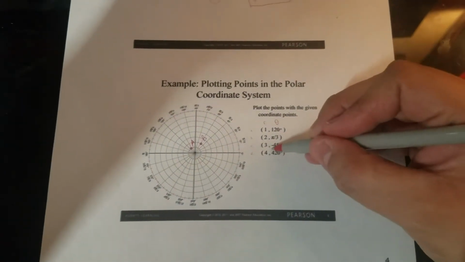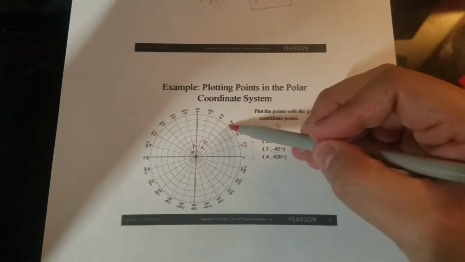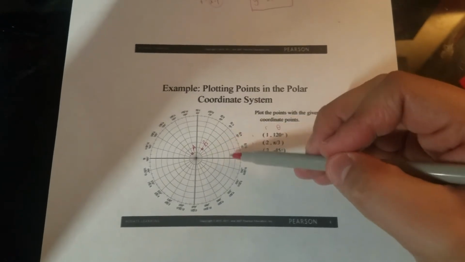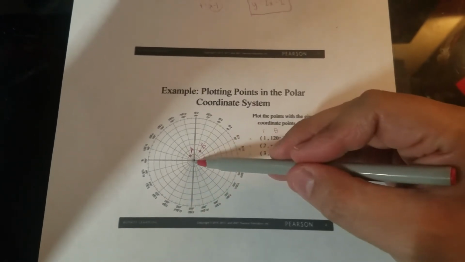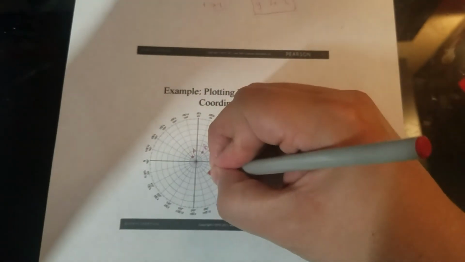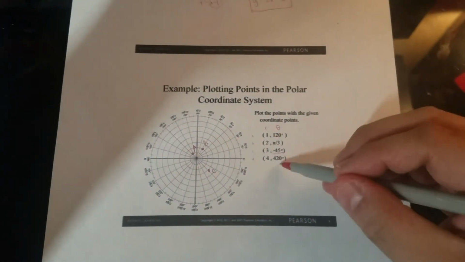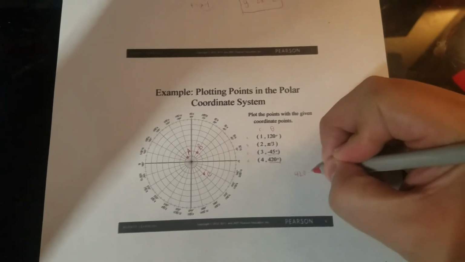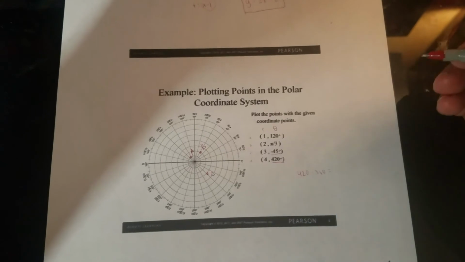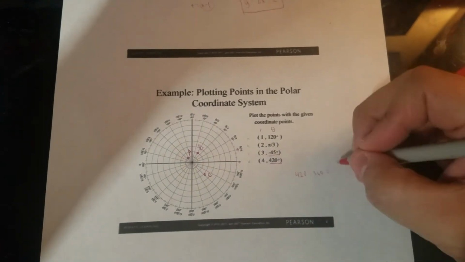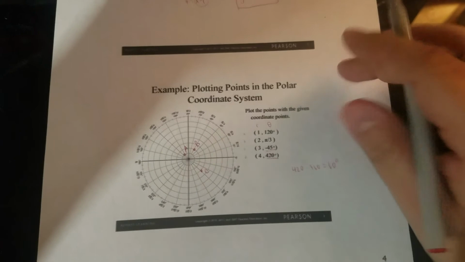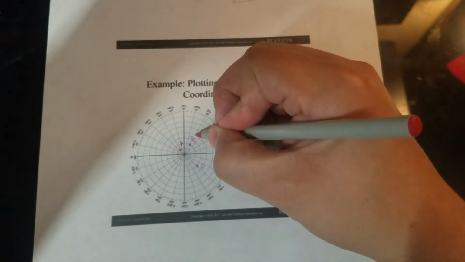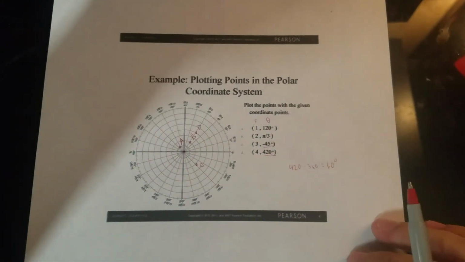Negative 45. So remember, when you have a negative angle, you go the other way. Positive 45 is here, so negative 45 is across. It's this one right here. So I go to the center, and then I go 1, 2. This one's telling me 3 out. And the last one, 420. This is not on my circle, so I'm going to subtract 360. This is going to equal 60 degrees. So I go to 60. And I go 1, 2, 3, 4 out. And that's my point.